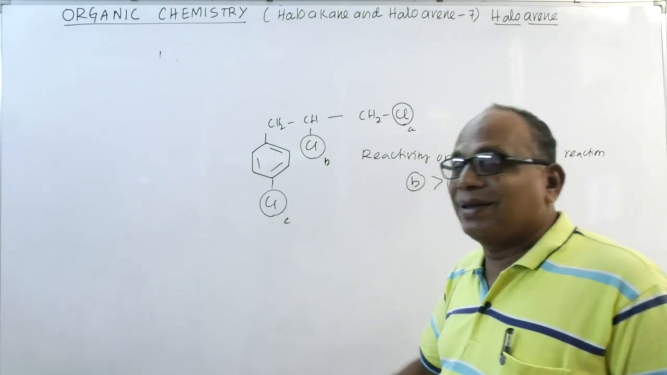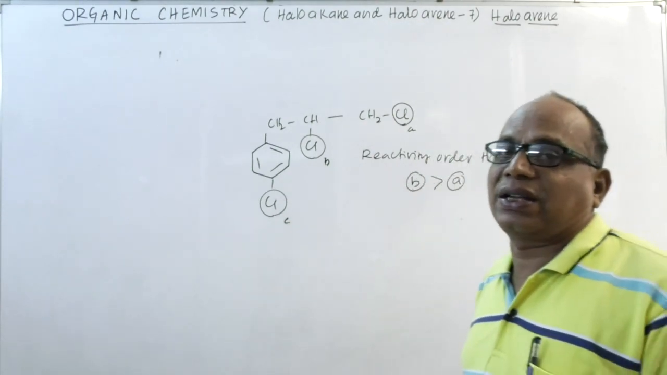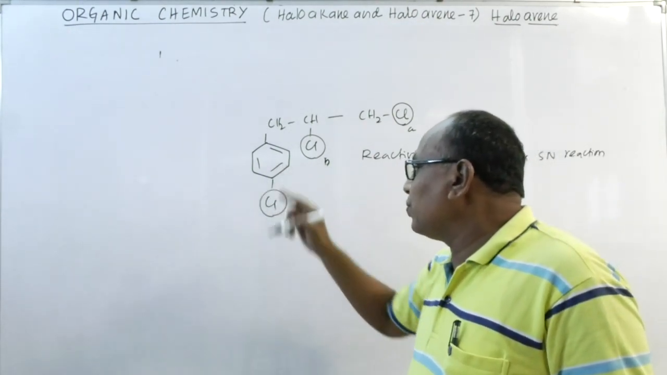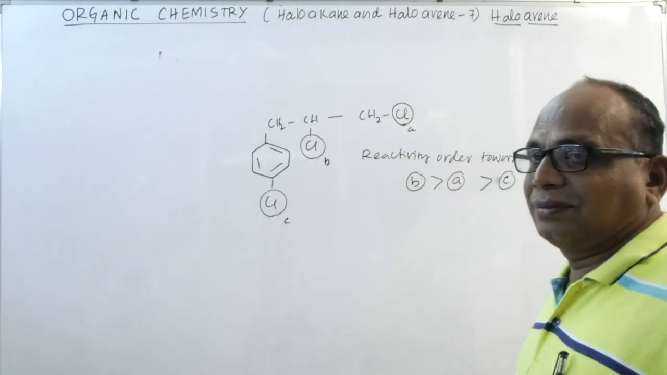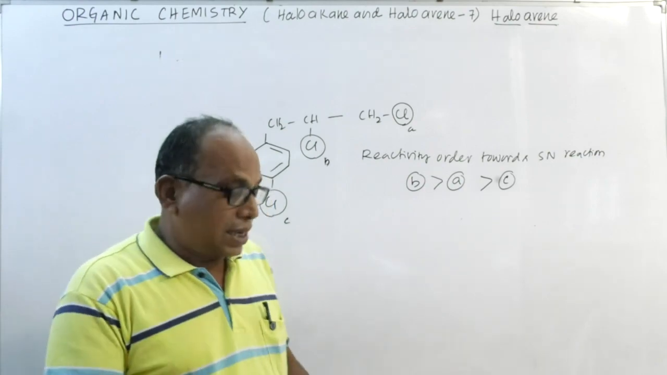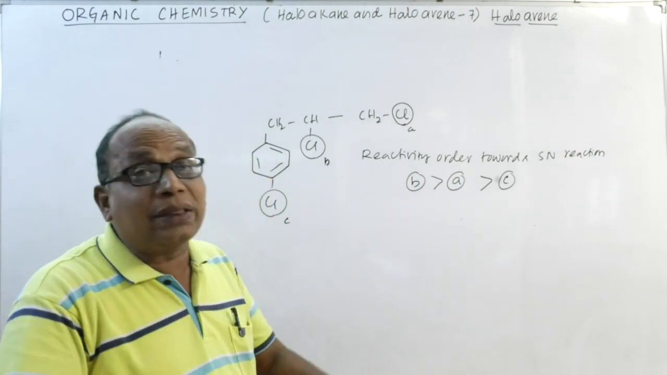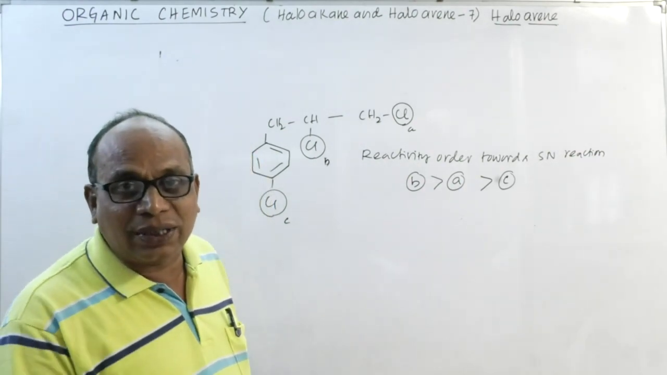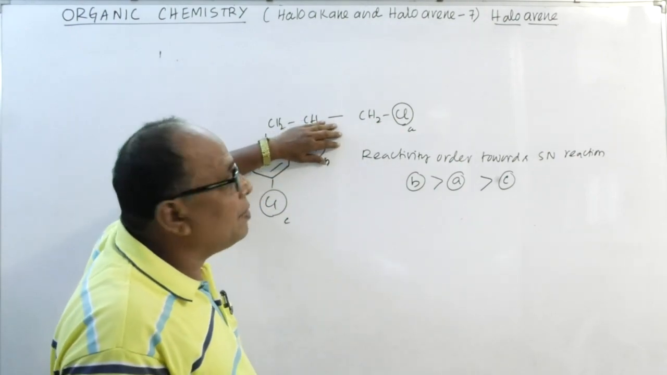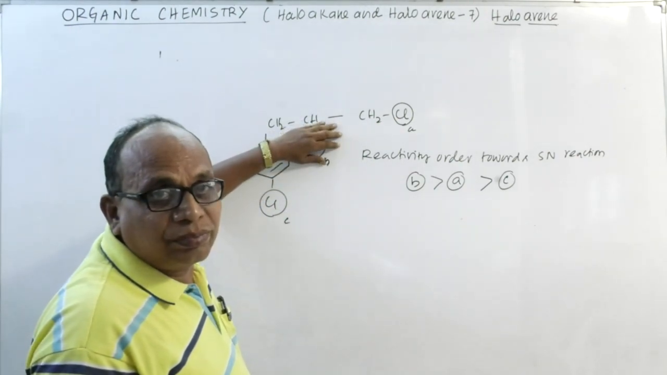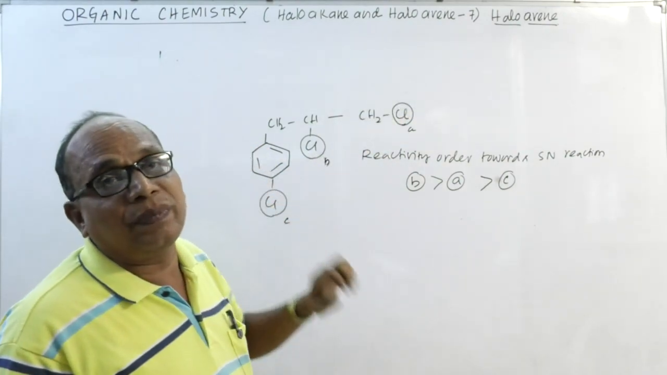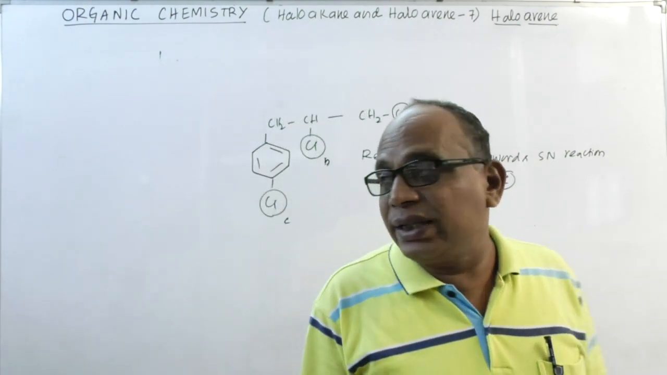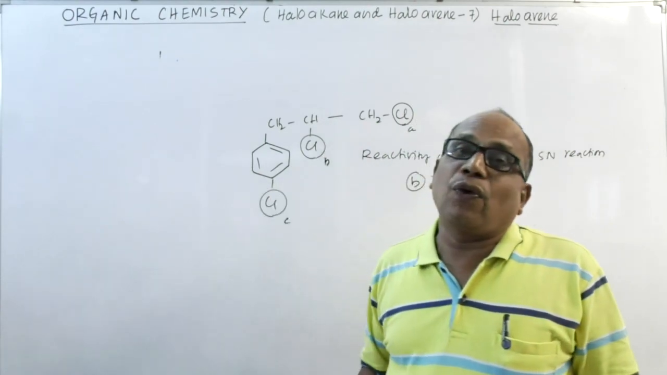What about C? This is the least reactive because it is bonded to a benzene ring. So when treated with an aqueous solution of potassium hydroxide, A and B will immediately give the OH group, and C never gives an OH group, meaning it is never substituted by an OH group.